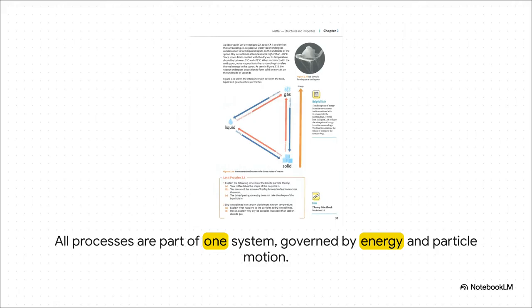So let's step back and look at the big picture. All these things we've talked about, melting, boiling, freezing, even diffusion, they're not just a bunch of random facts. They are all parts of one giant connected system. It's all governed by particles, their movement, and energy. You can see here, the red arrows show when you have to put energy in to break the particles apart, like from melting and boiling. The blue arrows show when energy gets released as particles come back together, like in freezing. It's all one beautiful, logical cycle.